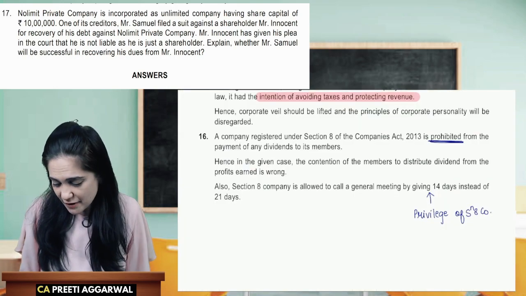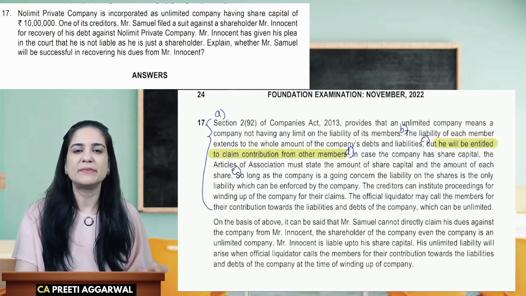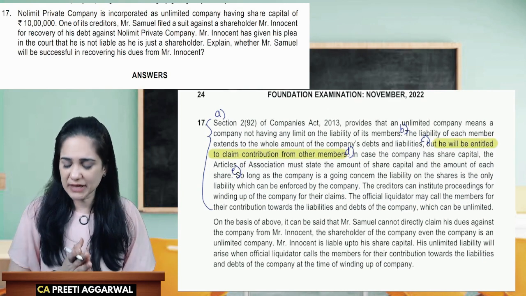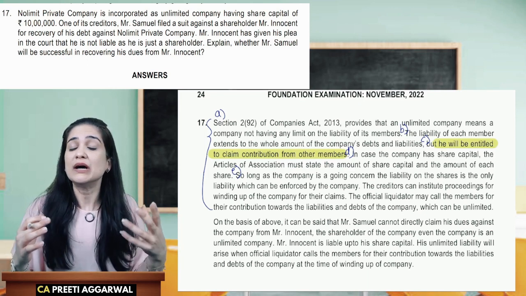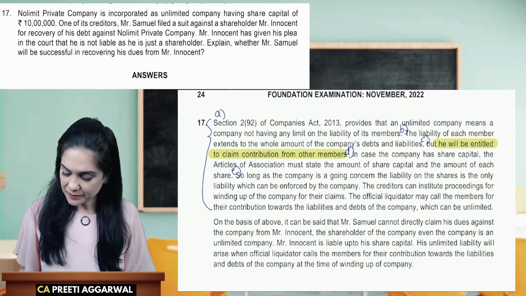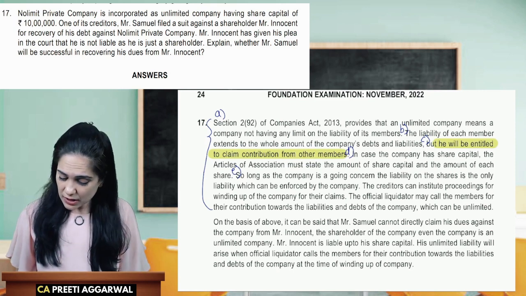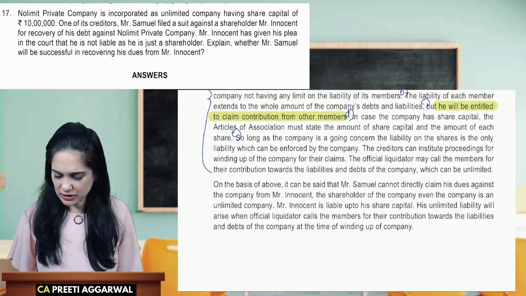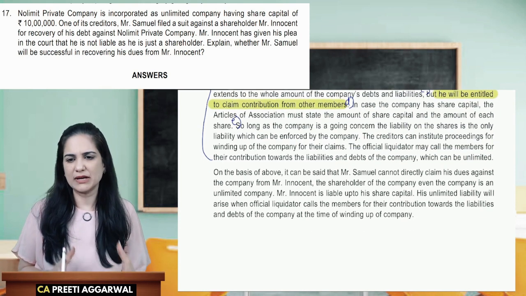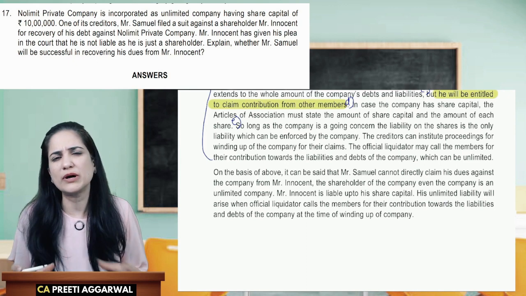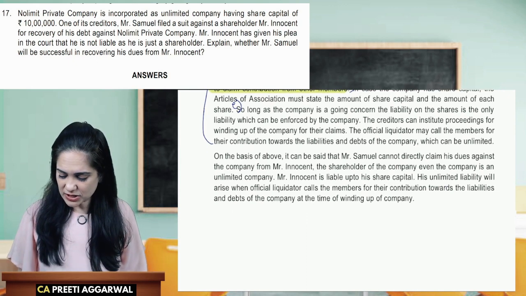They have not mentioned everything properly over here. They have first explained what is an unlimited liability company. So an unlimited liability company means a company which does not have any limit on the liability of the members. They are liable to pay the entire debt of the company. Their liability is not just restricted to the amount unpaid on the shares. He will be entitled to claim contribution from others. The articles will mention the amount of share capital and the amount of his share. These are all the points relating to an unlimited liability company. Creditors will institute a proceeding.